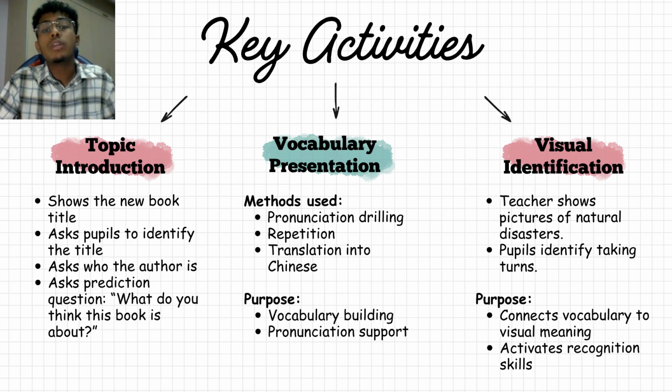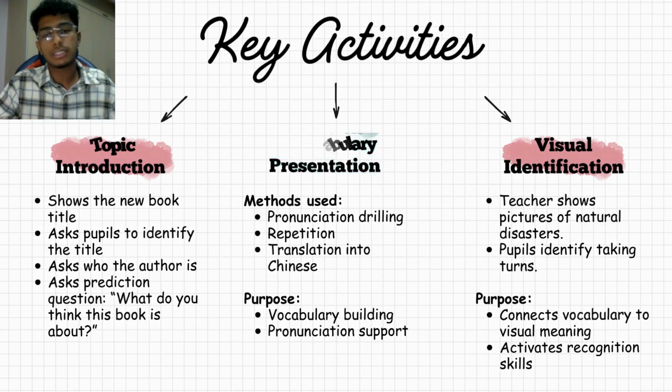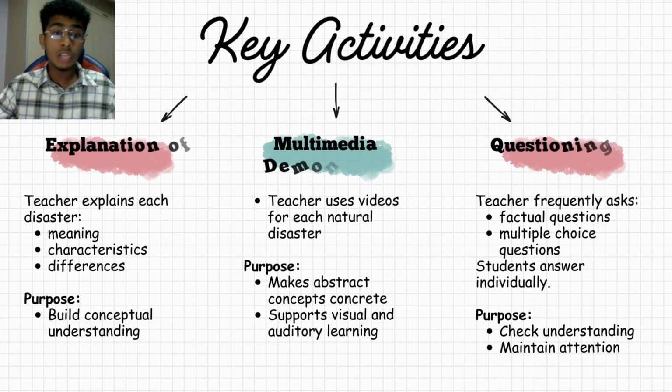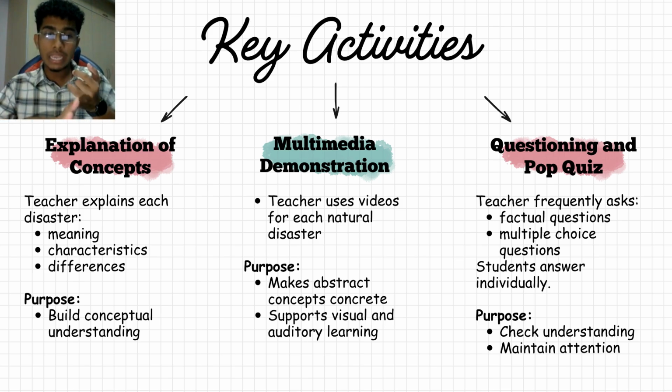Next is visual identification, where he shows pictures of natural disasters and asks pupils to identify them by taking turns. So this connects vocabulary to visual meaning and activates their recognition skills. Moving on to explanation of concepts, where he explains the meaning, characteristics, and differences of each natural disaster. So this really builds the conceptual understanding of the topic.